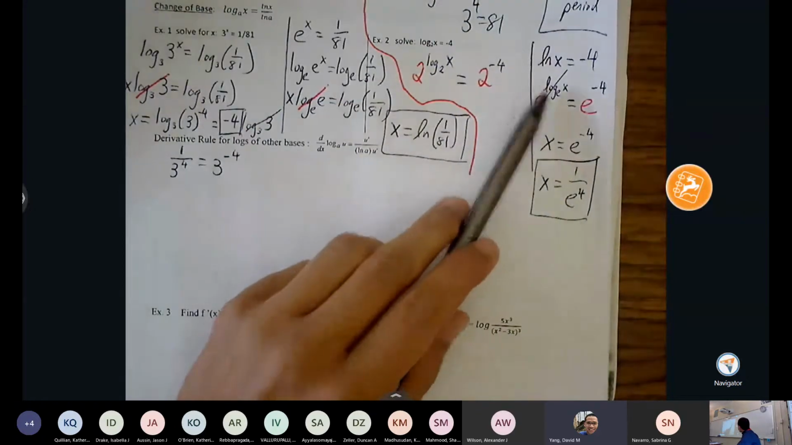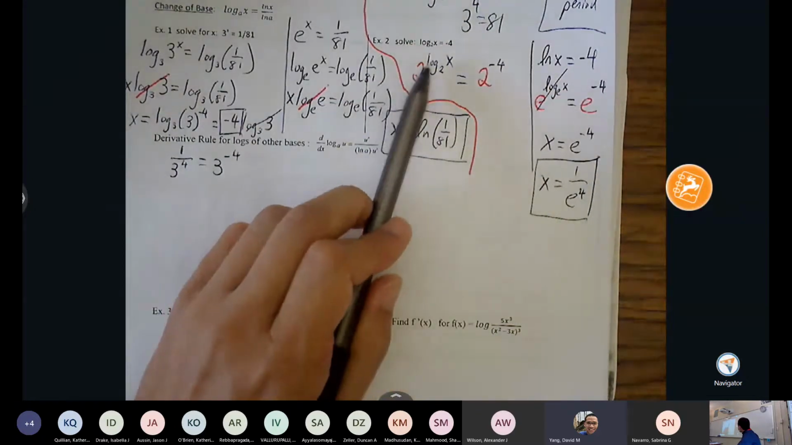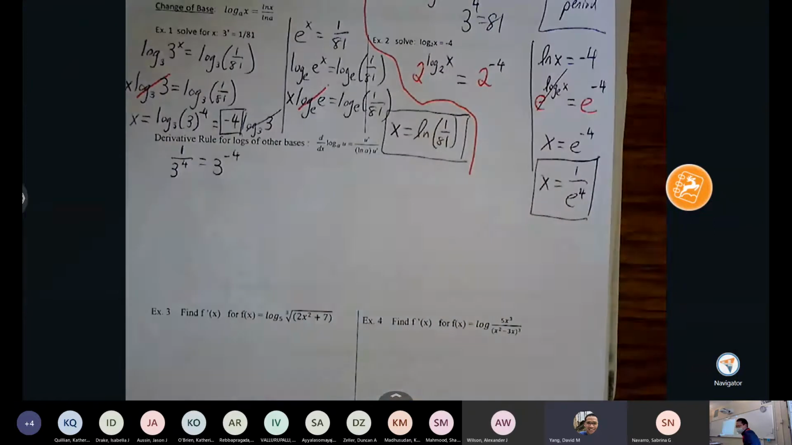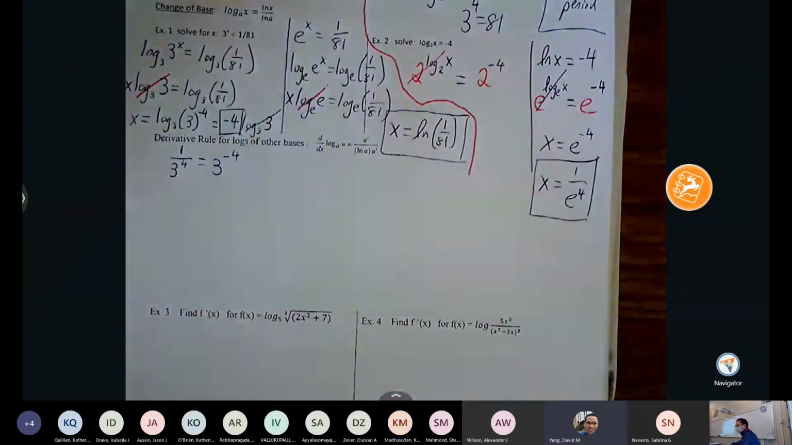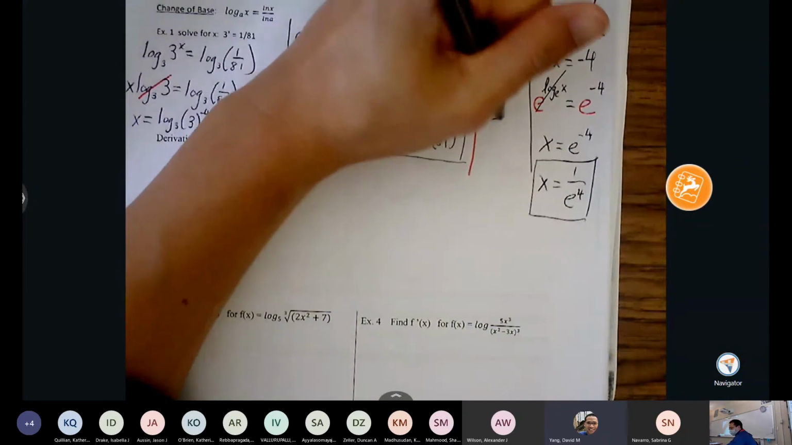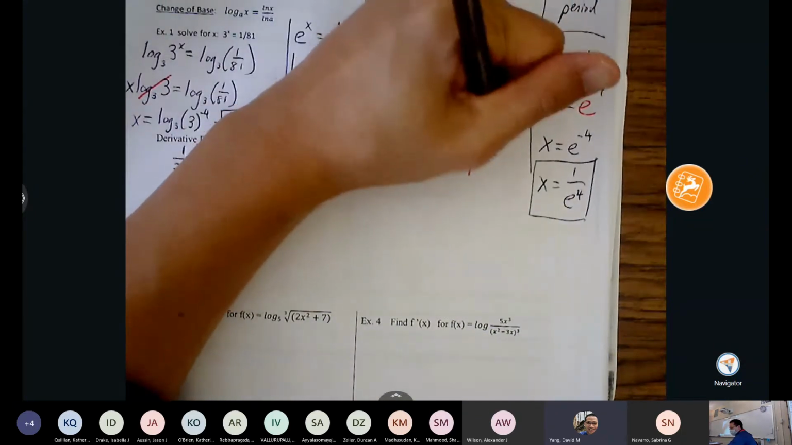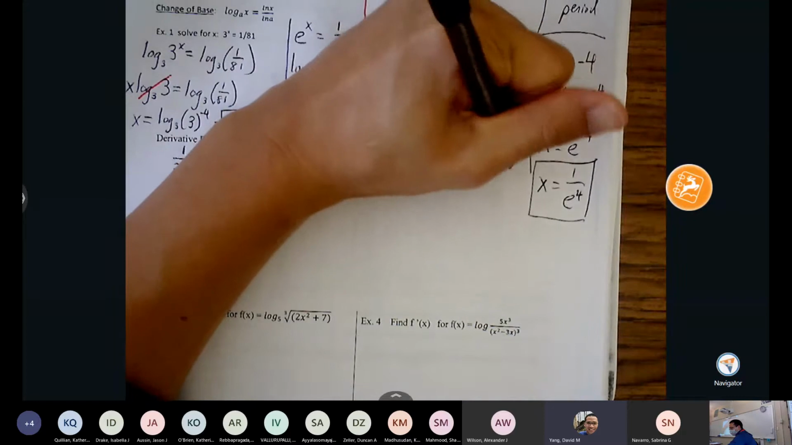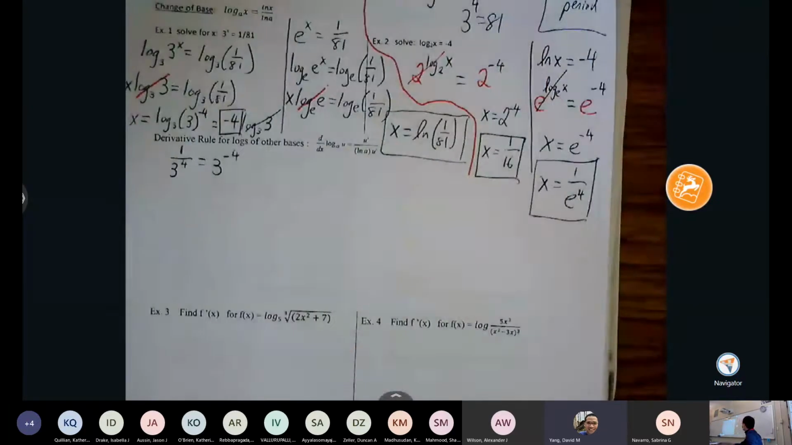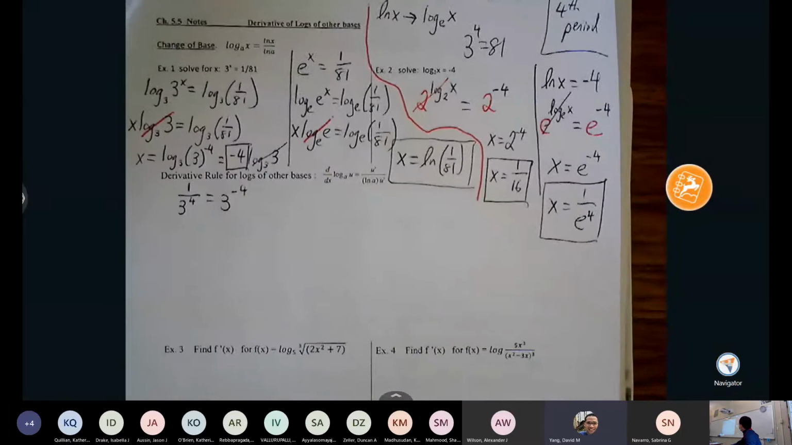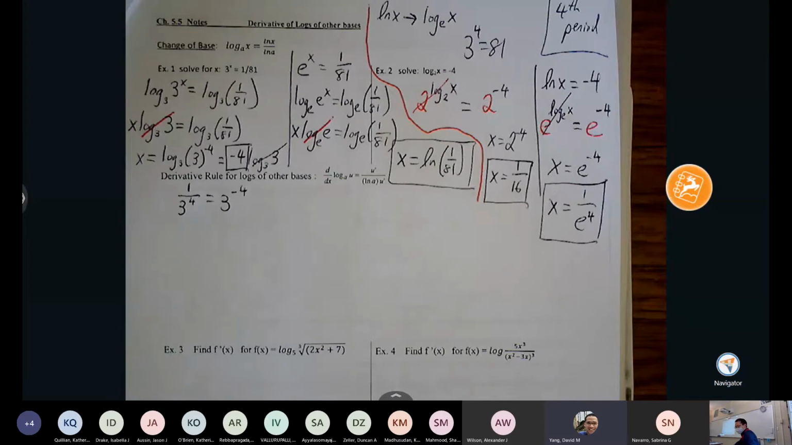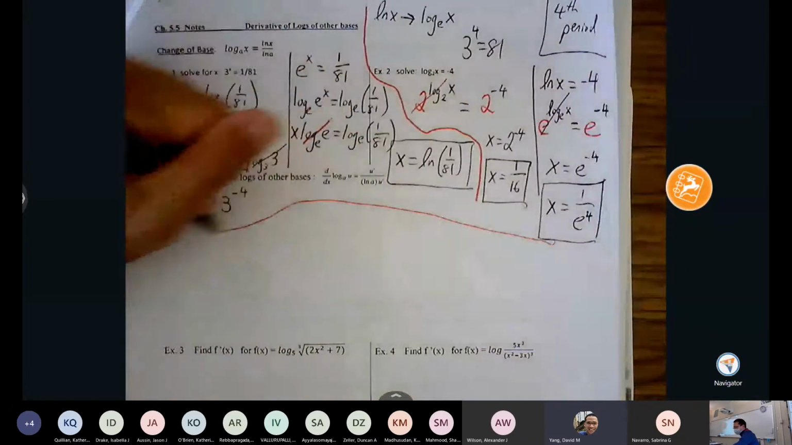So just like how e to the log base e goes away, I can get 2 to the log base 2 to go away. So that leaves me with just x equals 2 to the negative 4, and that reduces to be 1 over 2 to the 4th, which is 1 over 16. Okay, so I just want to connect with something that we already know how to do and just make some slight adjustments to account for the different bases. Okay, any questions there?